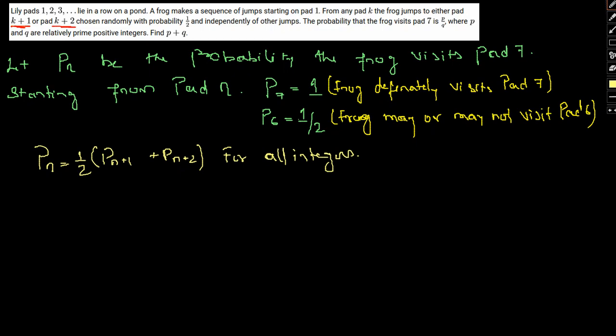So now if we take a look at p of 5, we have p of 5 being 1 by 2 times p of 6 plus p of 7, being 1 by 2 times, p of 6 being half, plus 1, which is 3 by 2, and 3 by 2 over 2, so total 3 by 4.